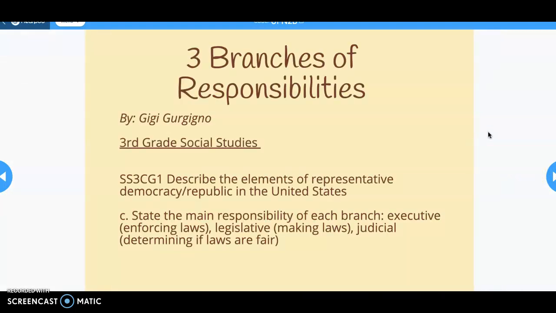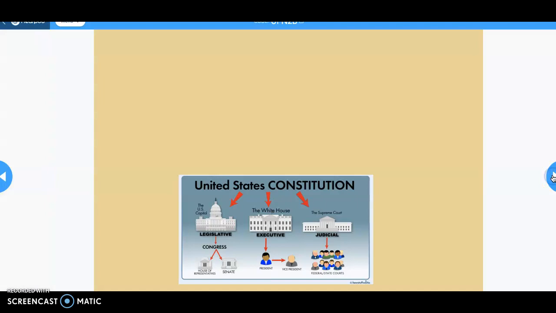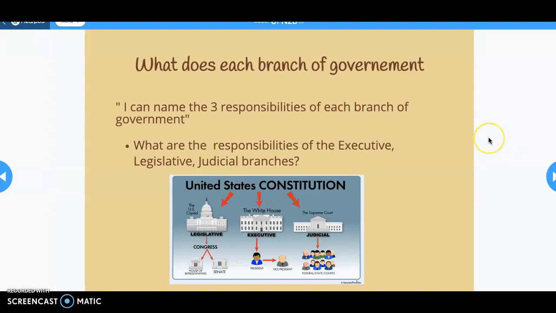The standard that this lesson is based on is: state the main responsibility of each branch of government. And as well, my lesson is at a third grade level in social studies. My I can statement is as follows: I can name the three responsibilities of each government.